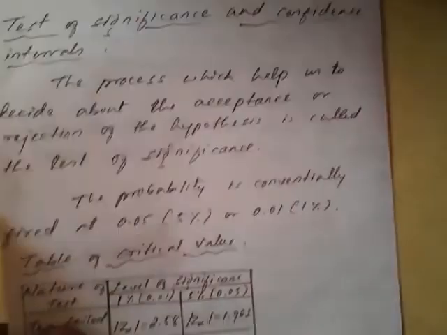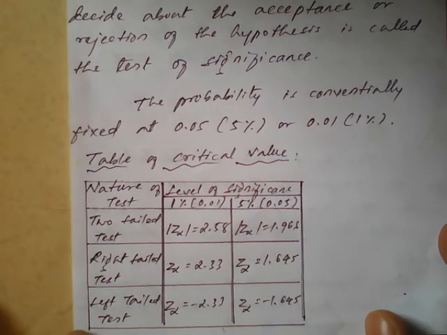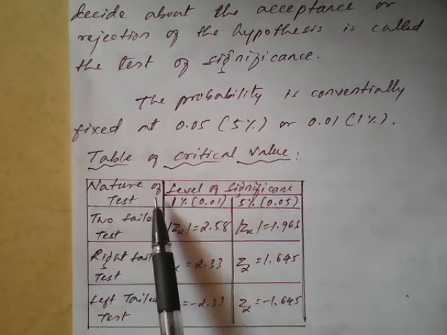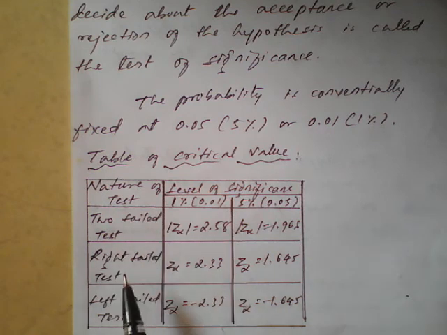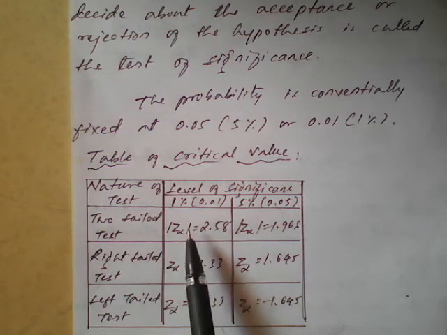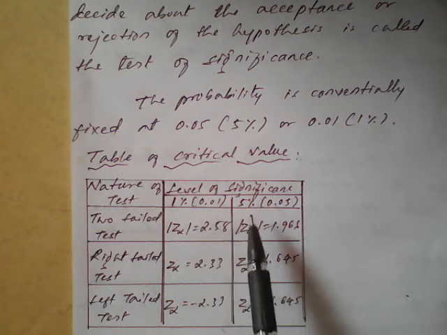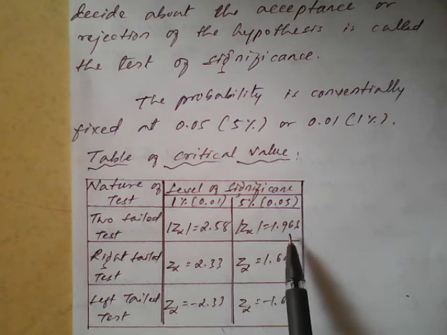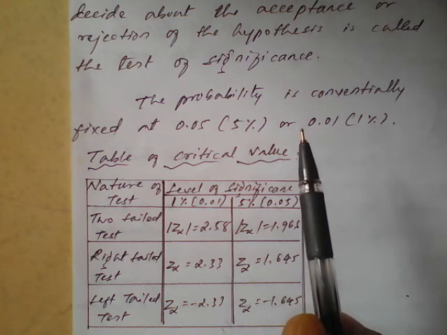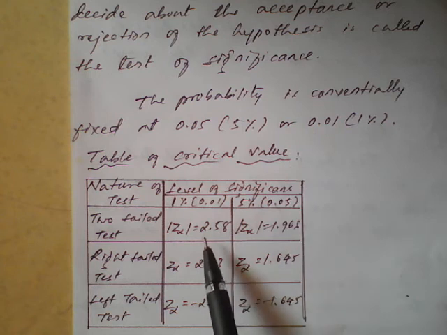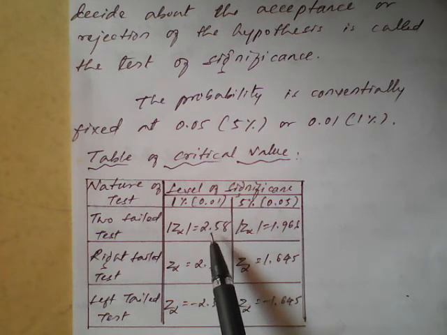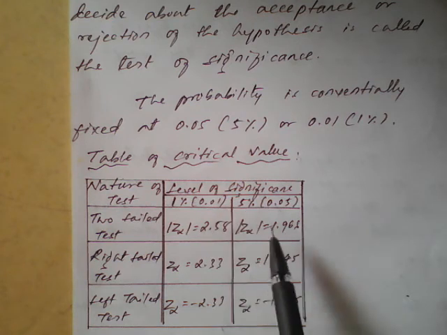Based on this we have the values here. These values you need to remember. For the nature of the test: a two-tail test means the complete graph, a right tail test means the right hand side, and a left tail test means the left hand side. For a two-tail test, the critical value for the 1% level of significance is 2.58. You need to remember the value, and for 5% it is 1.96. If your calculated value is less than that, we accept your hypothesis, and if it is greater than that, we reject it in both cases.